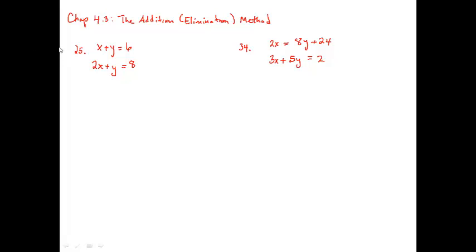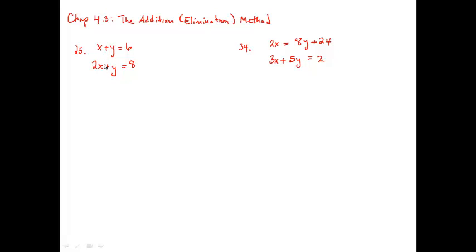So first, number 25. The goal of the addition-elimination method, I call it the elimination method because I'm literally eliminating one of these variables. Either I'm eliminating the x or I'm eliminating the y. And I always go for the one whose coefficients are the same. And if I need to do extra work, like I need the coefficients to be the same, but their signs to be opposite.